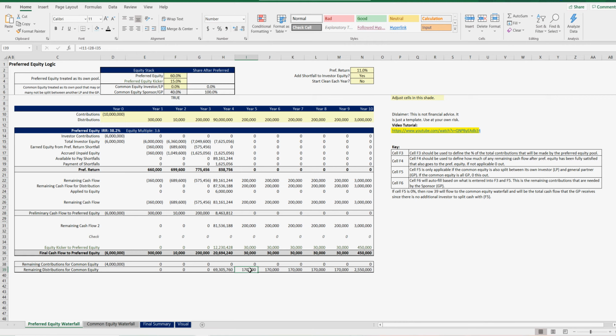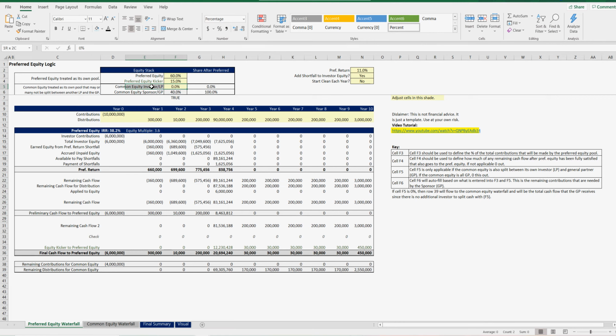Now here's where it got complicated, because I wanted to make the model have an even wider use case. So I did logic so that the common equity could be either a general partner, or a general partner and a subordinate limited partner. Meaning you've got your pref equity here, you've got your secondary investors here, and then you've got the general partner with the rest.